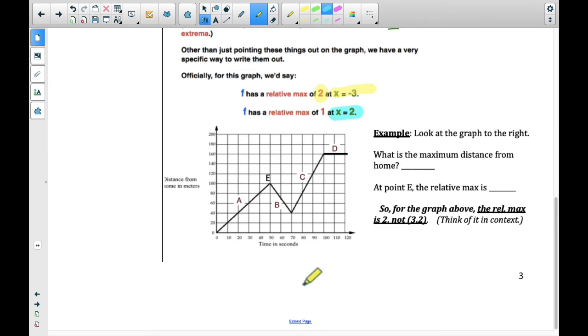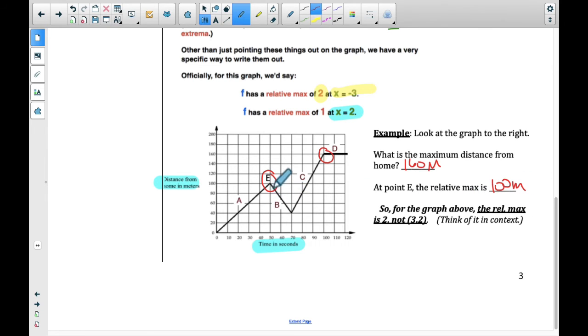Here's another example that has words, labels. So here we have time and distance, and we have this person walking. That's what this graph is notating, maybe walking, running, really running, and standing still. What is the maximum distance from home? How far away did this person get from home? I'd say this is the max that they ever got away from home. That's 160 meters. I should have a lowercase m there. There's another one here, though, at 100 meters. At point E, the relative max is 100 meters. That's how far away they got.